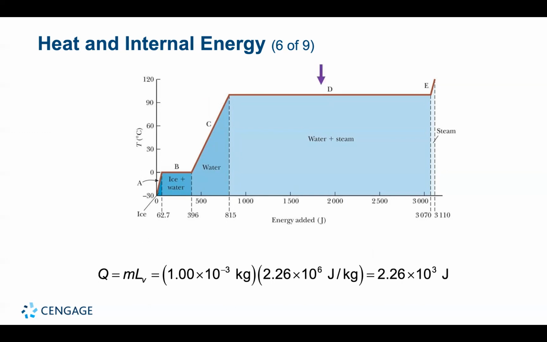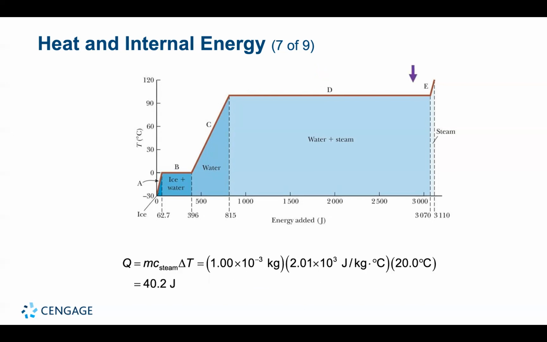So in part D, at 100 degrees C, another phase change occurs as the water changes to steam at 100 degrees C. As in part B, the water-steam mixture remains at a constant temperature, this time at 100 degrees C, even though energy is being added until all the liquid has been converted to steam. So let's calculate the energy required to convert 100 grams of water to 100 grams of steam at 100 degrees C, and that's the equation there on the bottom.